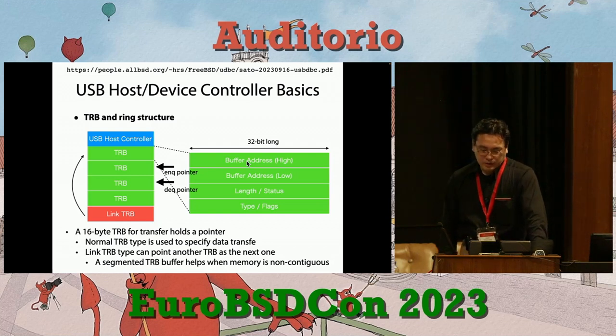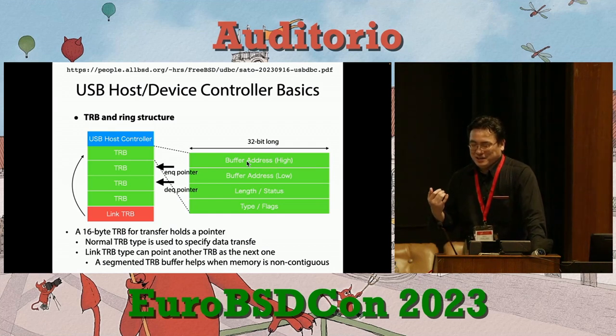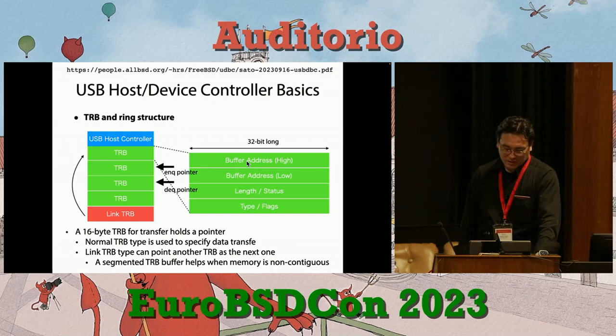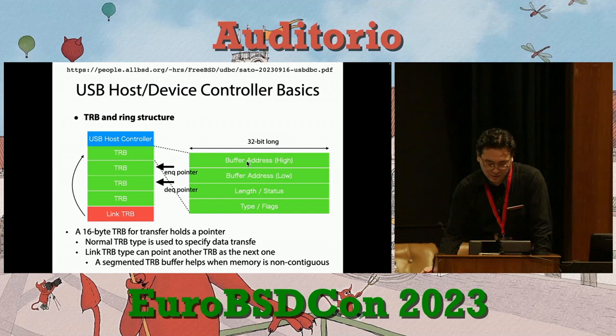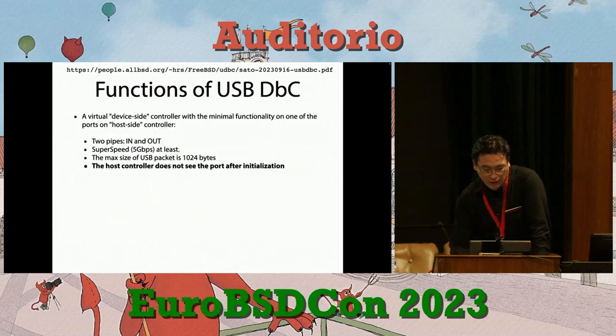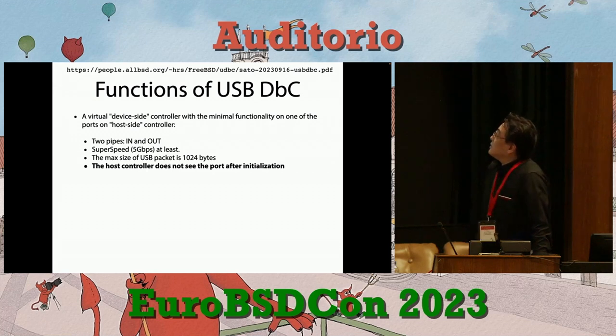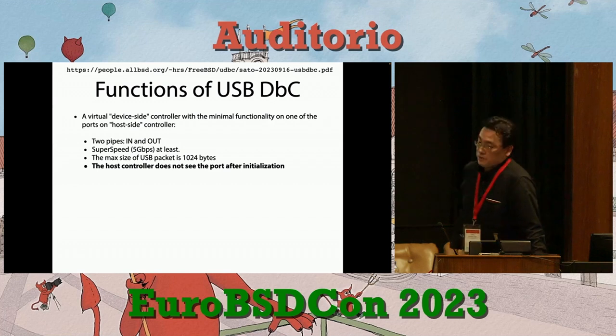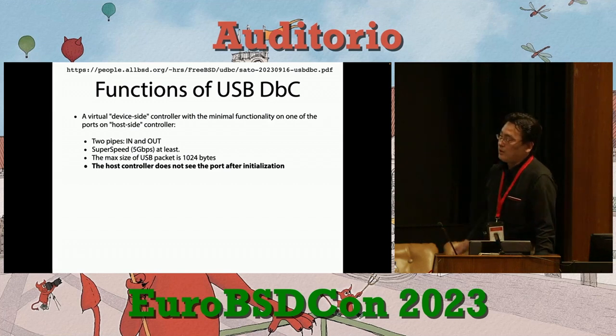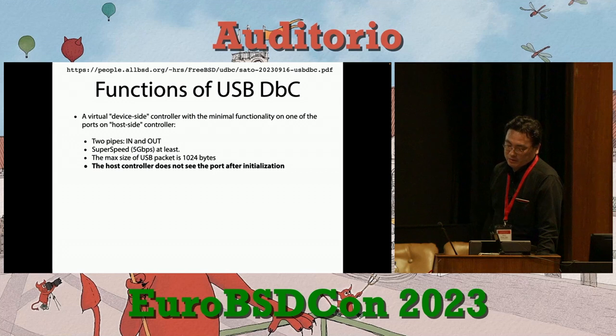So data transfer using this structure is not so efficient, but it can reach 1 or 2 gigabits per second. So this is a summary of the functions of the USB debug capability. As I explained, the virtual device side controller can be realized by activating the USB debug capability.